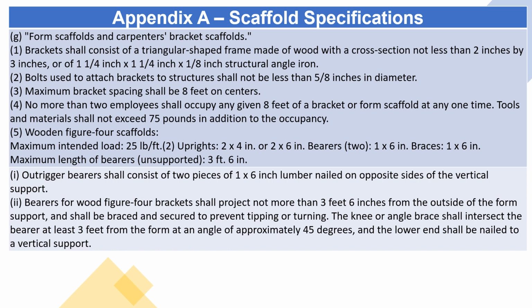Bearers for wood figure 4 brackets shall project not more than 3 feet 6 inches from the outside of the form support, and shall be braced and secured to prevent tipping or turning. The knee or angle brace shall intersect the bearer at least 3 feet from the form at an angle of approximately 45 degrees, and the lower end shall be nailed to a vertical support.